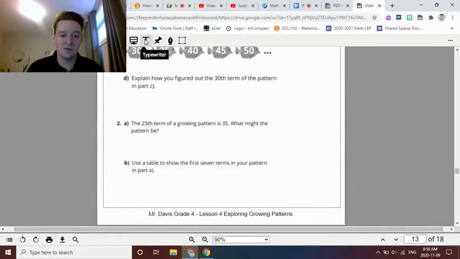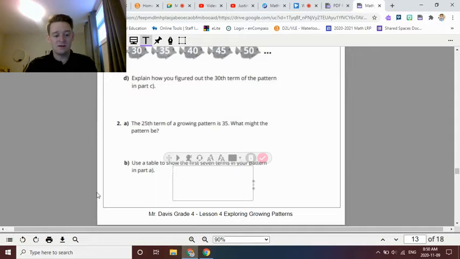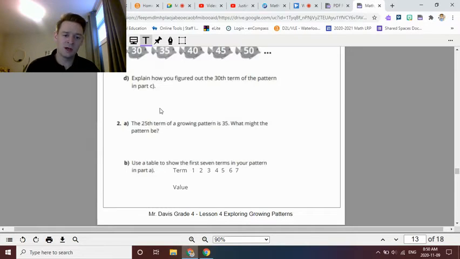So if it wants you to show the first 7 terms, again, you can make a typewriter, or you can make a chart using term and value, and you would need to tell me the first 7 terms in your pattern. And I could, but I don't want to give too much away on this one because I want to see what you can come up with.